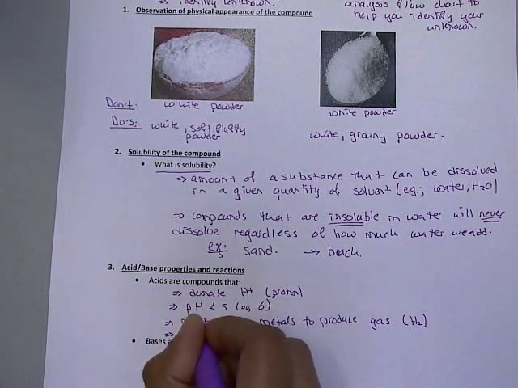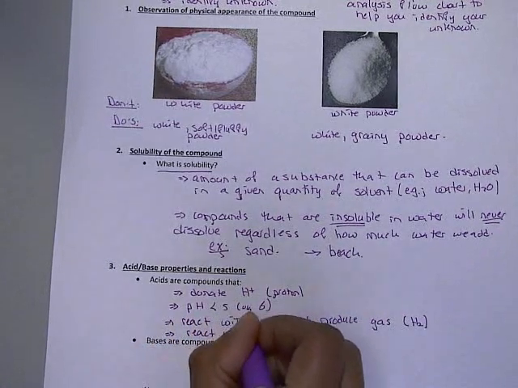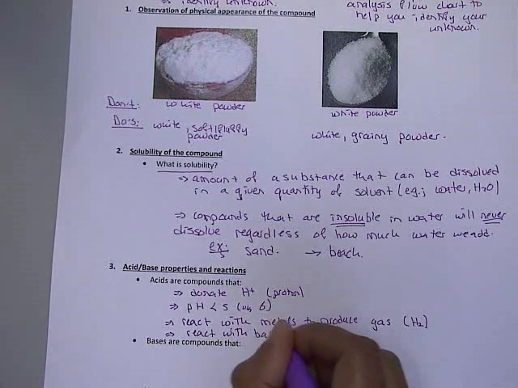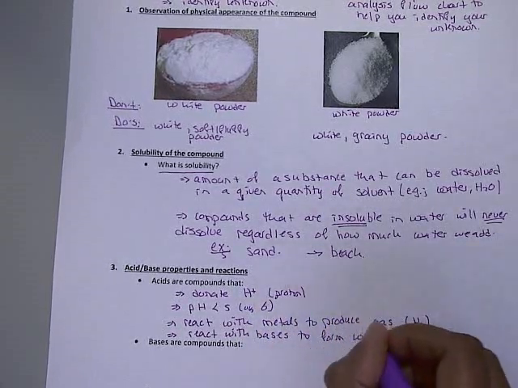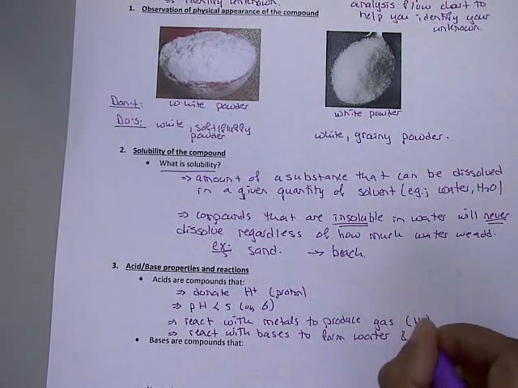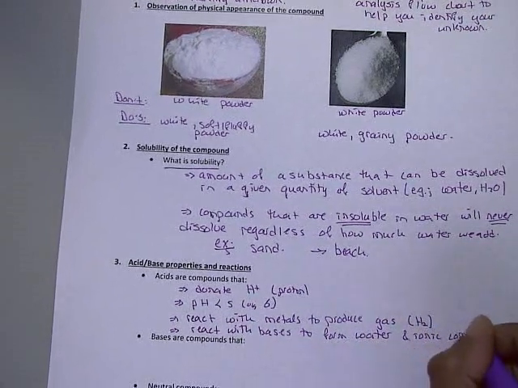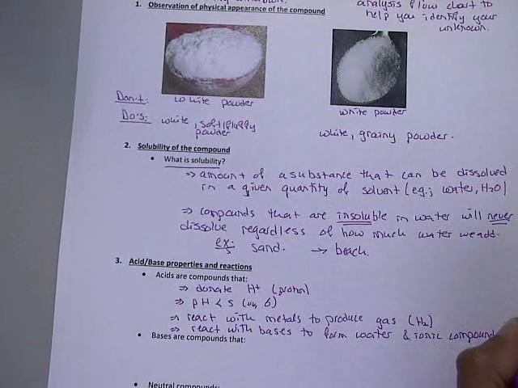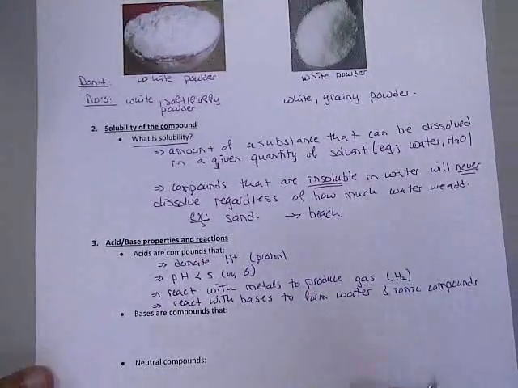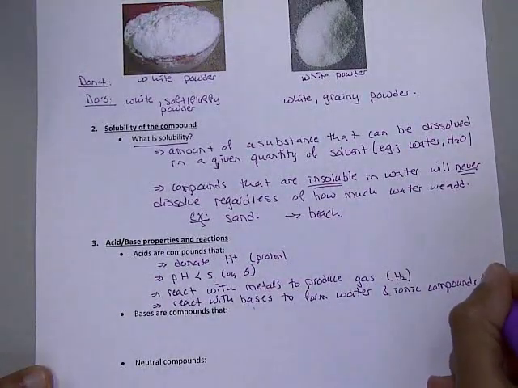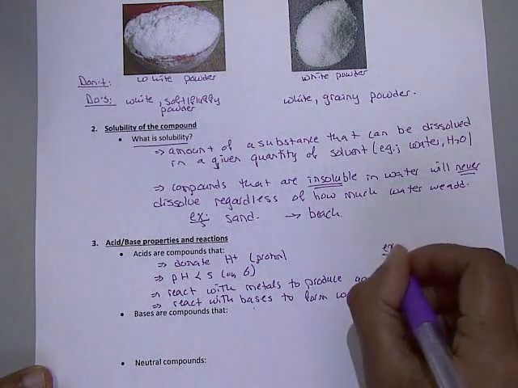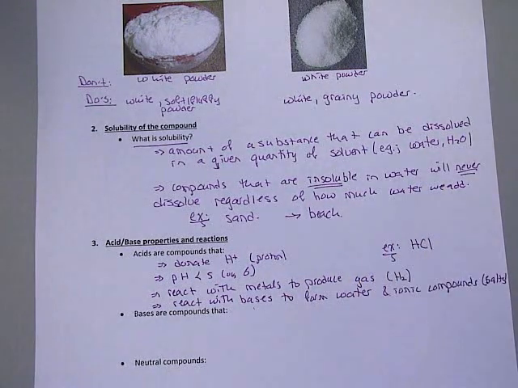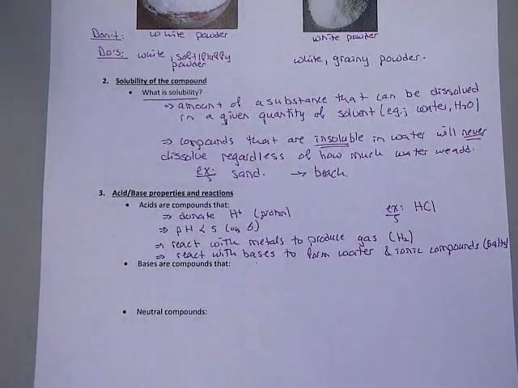And acids are known to react with bases to form water and ionic compounds. And oftentimes we refer to these ionic compounds that are a product of acid-base reactions as salts. An example of an acid is HCl, hydrochloric acid. Again, we'll talk about acids later in the semester. We'll even learn about naming acids.